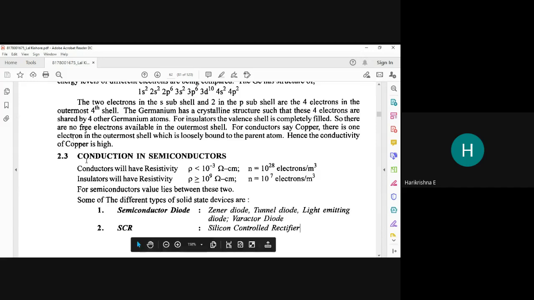So you can see here, conduction in semiconductors. We reiterate again and again that conductivity and resistivity are inversely related terms. Conductors will have resistivity around this, insulators will have resistivity around this, but for semiconductors this value always lies between these two.